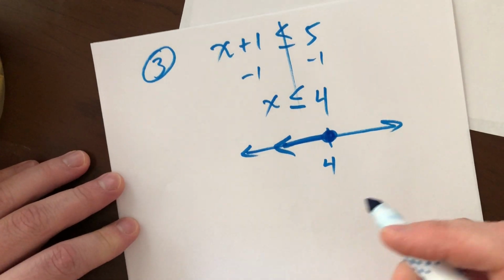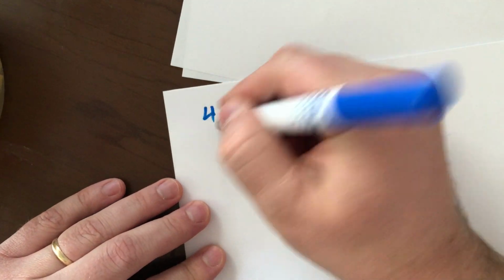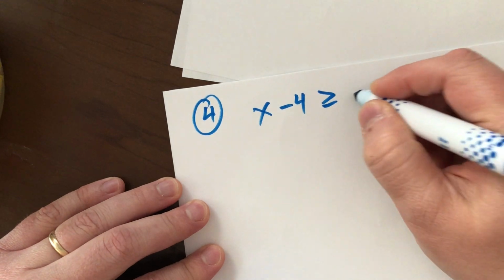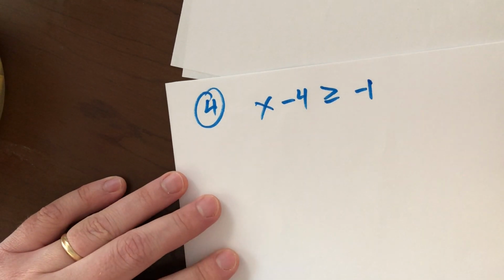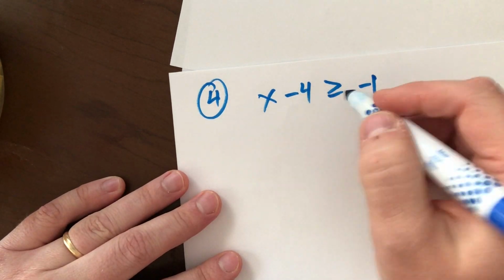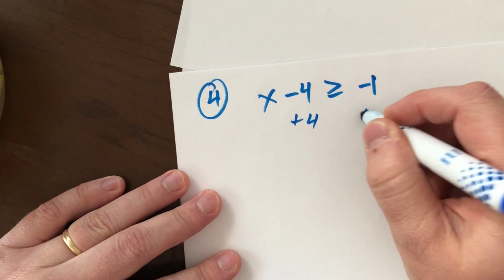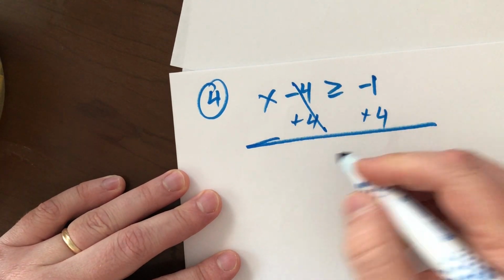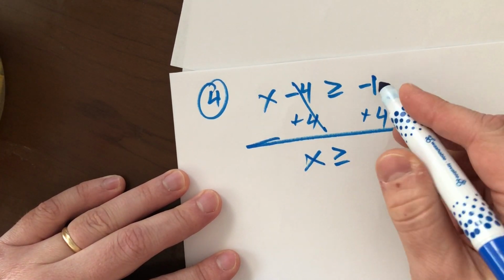All right, let's see. I'm not going to start a new page. I'm just going to flip this one upside down. All right, number 4. X minus 4 is greater than or equal to -1. So again, it works the same way as it used to. We just use regular solving moves. Add 4, boom. We get X is greater than or equal to -1 plus 4.